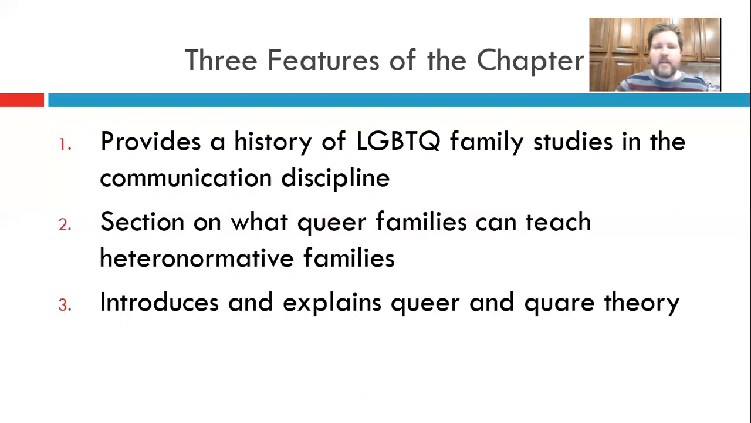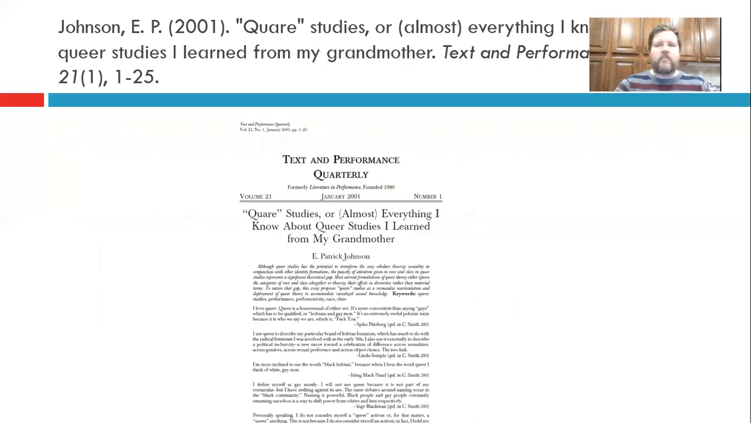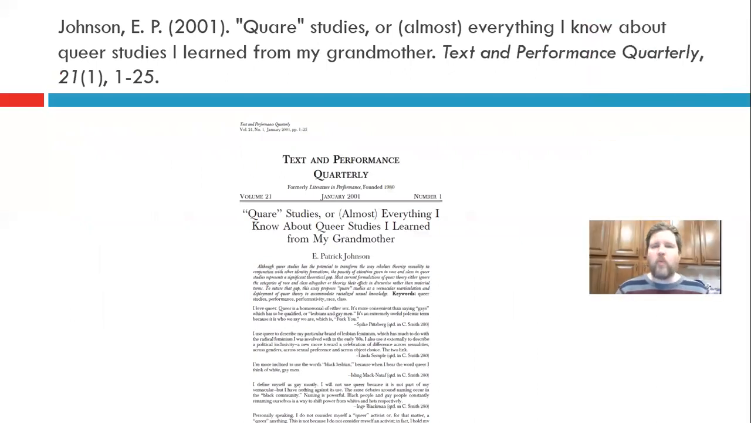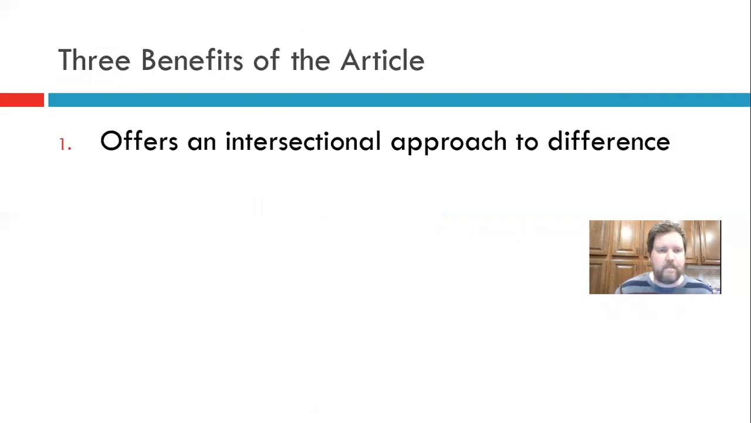All right, and to that point, the next reading that I want to introduce as part of this session is E. Patrick Johnson's "Queer Studies, or Almost Everything I Know About Queer Studies I Learned from My Grandmother." This is an article that was published in Text and Performance Quarterly. Unfortunately, a lot of family communication scholars do not seem to be aware of this article. That's why I wanted to feature it here, because I think this article has a lot of great features that will be beneficial to family communication researchers, teachers, and students.